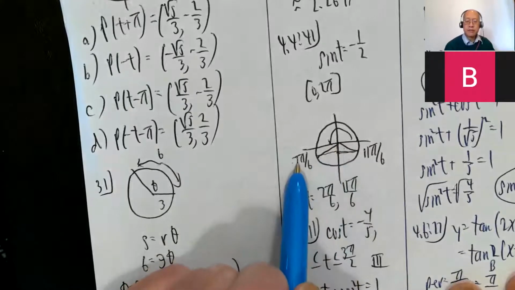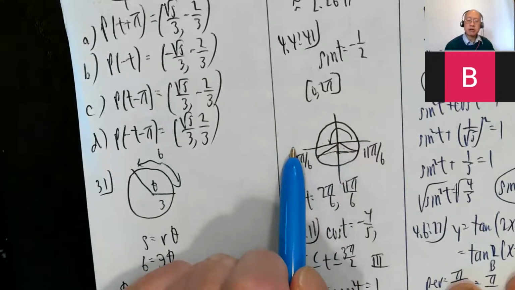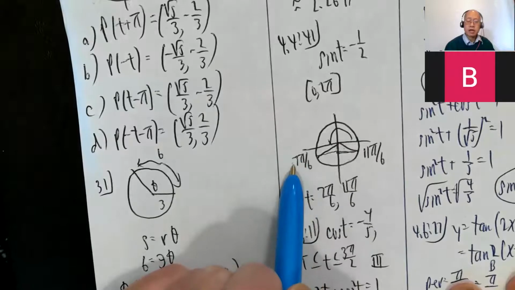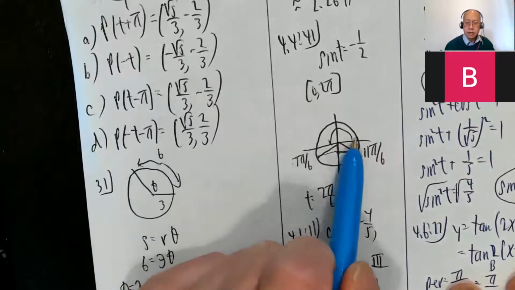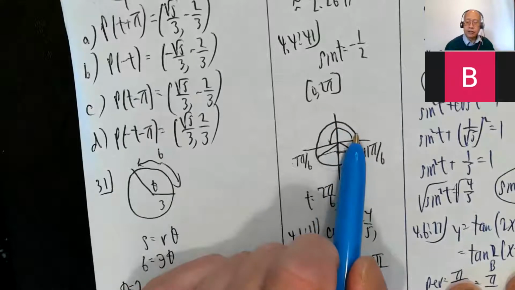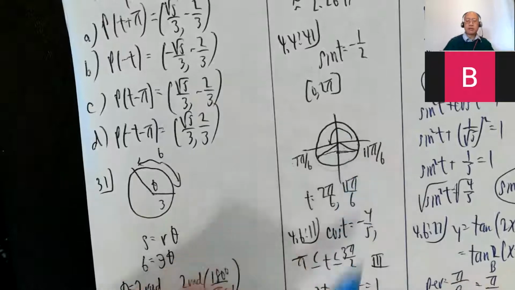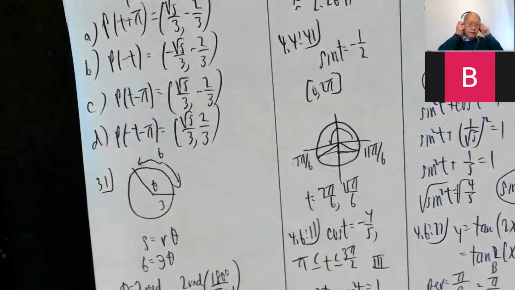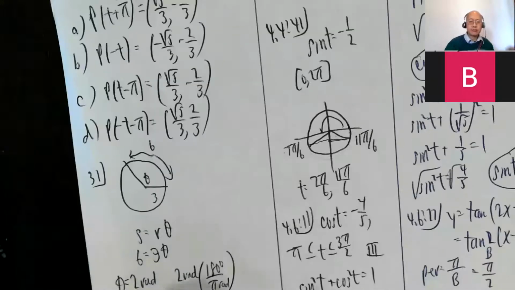So that makes it 7 pi over 6. This is pi, which is 6 pi over 6. Add another pi over 6, 7 pi over 6. This is 30 degrees. So all the way around is 2 pi, which is 12 pi over 6. Back up pi over 6, 11 pi over 6. So my two angles are 7 pi over 6 and 11 pi over 6.